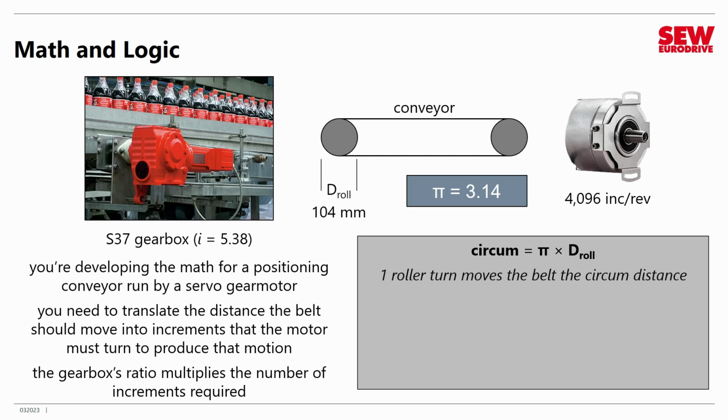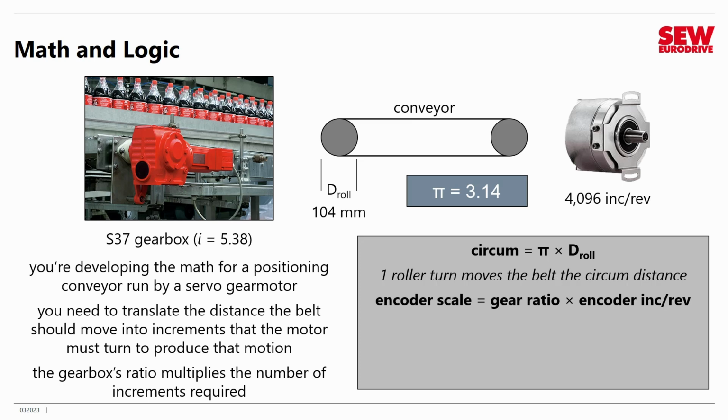So basically, one roller turn is going to move the belt the circumference distance. So if we turn that motor one rotation or 4,096 increments, then the belt is going to move a distance equal to the circumference. That's an important idea. You'll be using that a lot if you do any positioning programming, which I'm sure you're going to do. However, we've got a little gotcha here. Remember, we've got that gearbox, and that gearbox slows the motor down. So the motor's got to turn more rotations to move that distance. So we need to calculate a scale factor that incorporates the motor encoder's resolution and the gearbox's ratio.